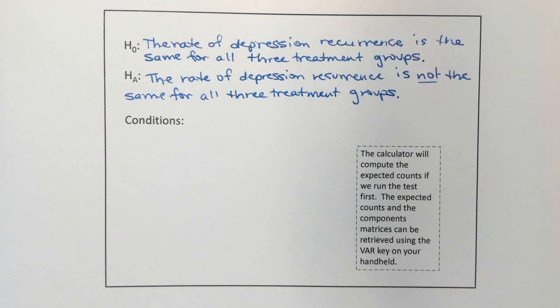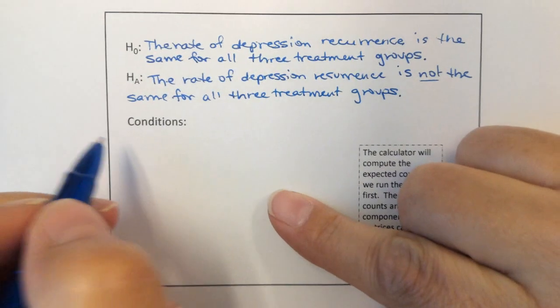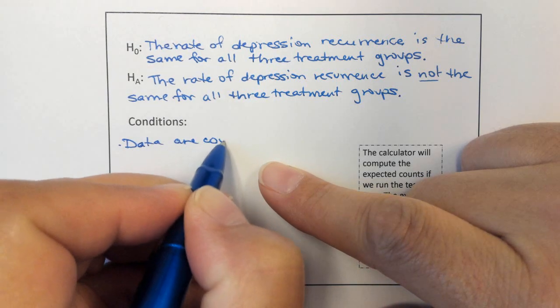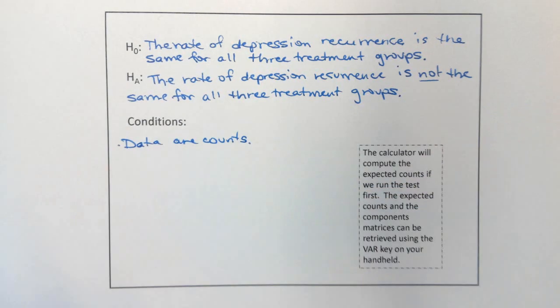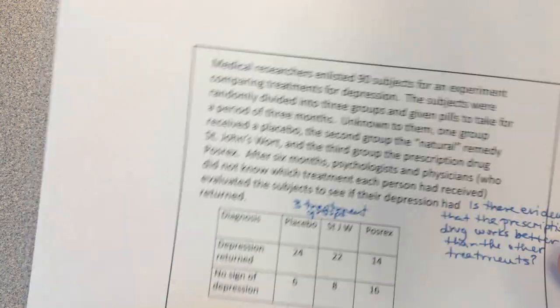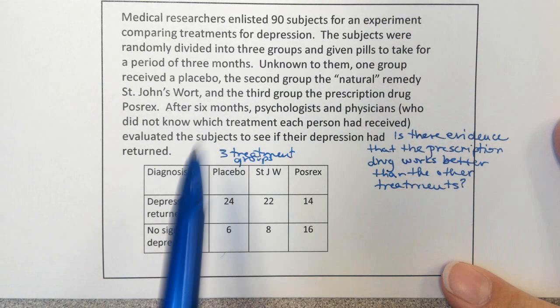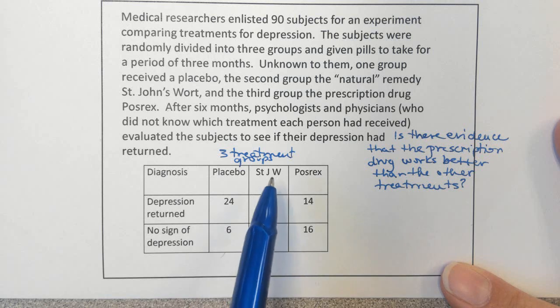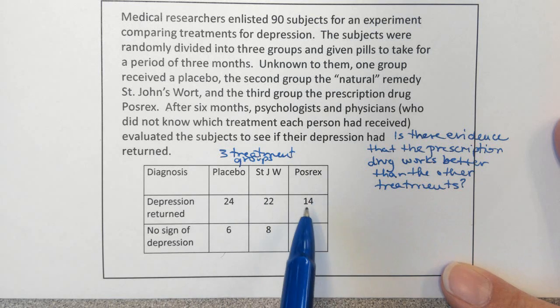Okay, so to check conditions, we have to have tables with the right kinds of numbers in them. So condition number 1 is that the data are counts. Now the data in the original table, the observed data, are indeed counts. So of all the 90 subjects, 24 in the placebo group had returning depression and 6 did not. In the St. John's wort, 22 had returning depression, 8 did not.